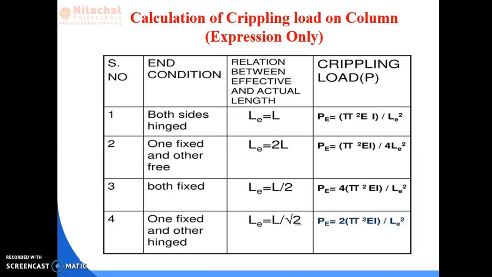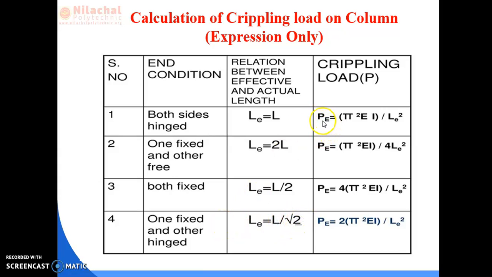Now the calculation of crippling load for the column. There is no derivation, so we consider only the formulas. We have four conditions, which we have already studied: both sides hinged or pinned, one fixed other free, both ends fixed, and one fixed other pinned or hinged. The effective lengths are already found: for both ends hinged LE is equal to L, for one fixed other free LE is equal to 2L, for both ends fixed LE is equal to L by 2, and for one fixed other hinged LE is equal to L by root 2.